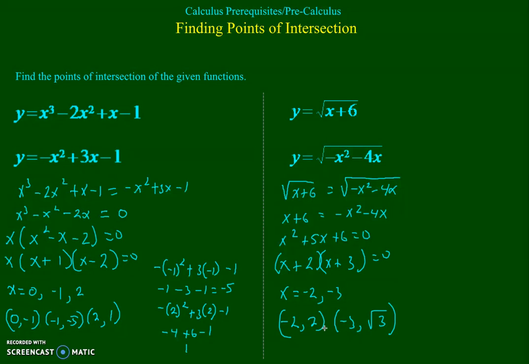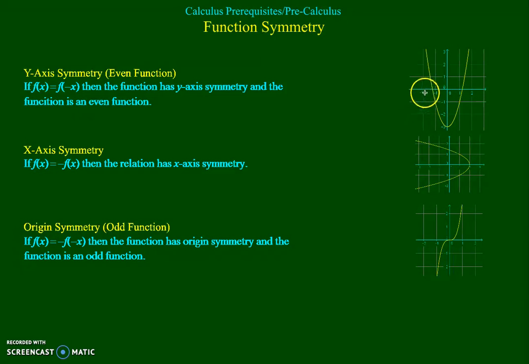Now what we're going to look at is symmetry of functions. Recall that there were 3 fundamental types of symmetry. There's y-axis symmetry, where the graph can be reflected across the y-axis and mapped onto itself. There is x-axis symmetry, where the graph can be reflected across the x-axis and mapped onto itself. And then there's origin symmetry, where the graph can be reflected across the y-axis and the x-axis, and that gives it origin symmetry.